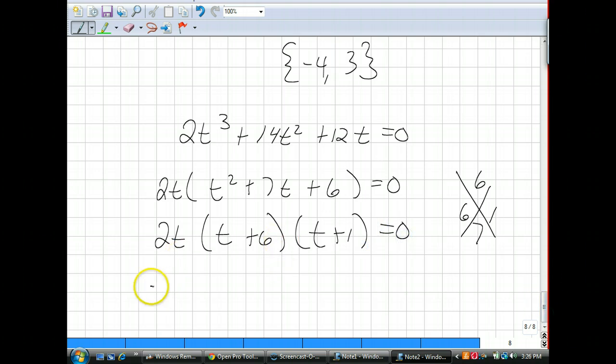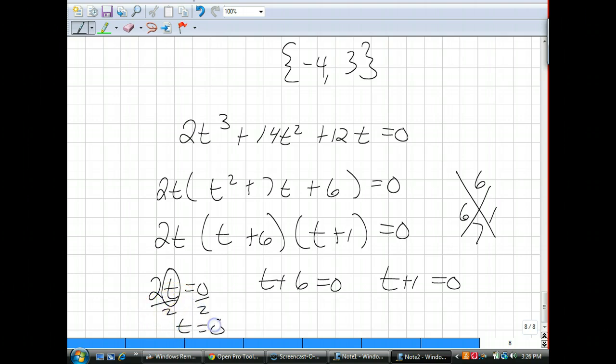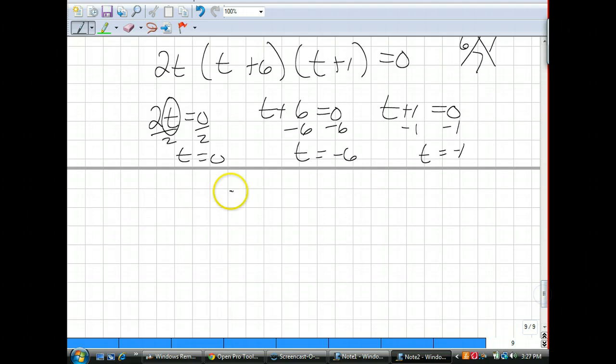Notice now that I set 2t equals 0. And now, because there's a variable with the 2, now we actually get 3 different answers. So if I divide both sides by 2, I get t equals 0. Subtract 6 here. And here, subtract 1. So here, there are actually 3 values that will make the equation equal 0: 0, negative 6, and negative 1.